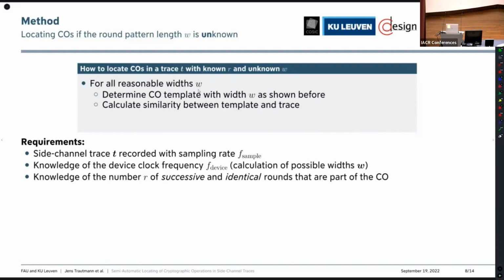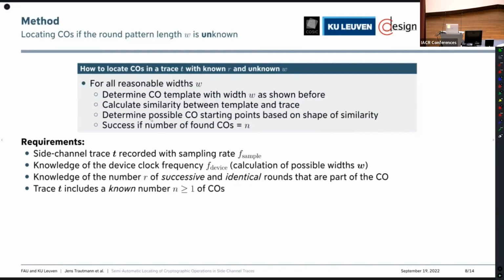And what we can then do for all of those widths is filter the correct width out by checking how many possible starting points there are. We can do this based on the shape of similarity that we will see on the next slide. And if this number of possible starting points that we found is equal to the number of cryptographic operations in the trace, we can say that this might be a reasonable or a possible width that we can use further on. And this, of course, has the requirement that we need to have a known number of cryptographic operations in this trace, which is then n.